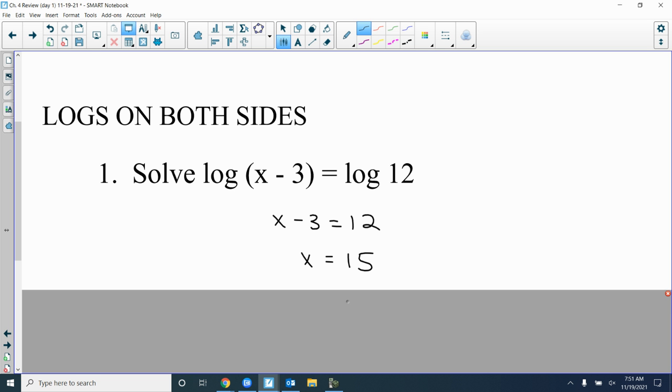You don't want to convert this to exponential form because every piece has a log. So that's a little bit different from yesterday. If I had the log of x minus 3 equals the constant 12, you would say 10 to the 12th power equals x minus 3. You'd have to write it like that. If they both have logs, then once they're equal, I can just drop the logs.